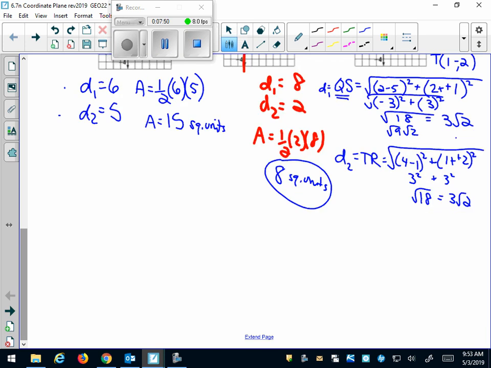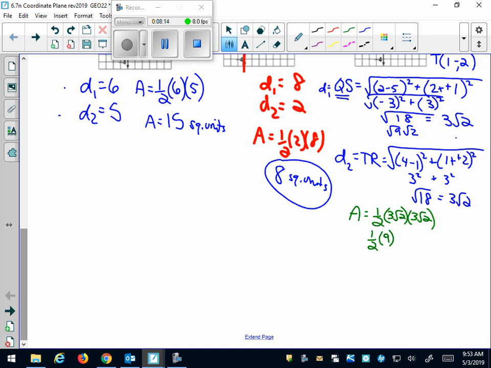I'm not sure if you still have some room on your page, but now we need to find area. 1/2 d1 times d2. Well, this happens to be 3 root 2 and 3 root 2. We're both diagonals. So we've got 1/2. What's 3 root 2 times 3 root 2? We're going to do 3 times 3. Careful. 3 times 3 is 9.